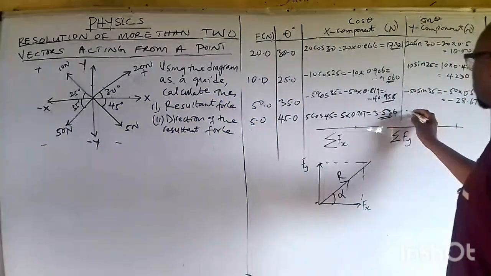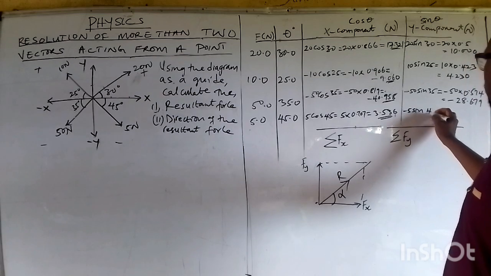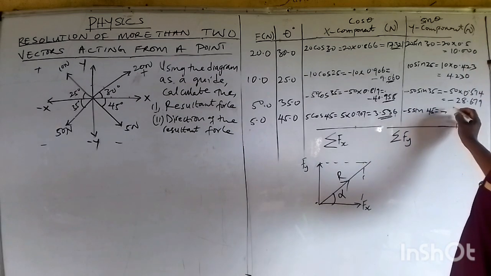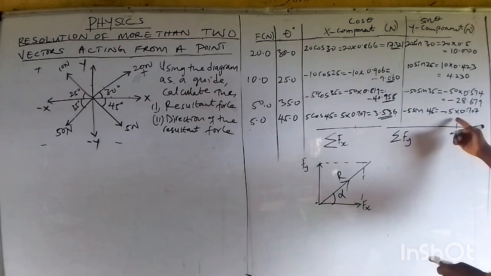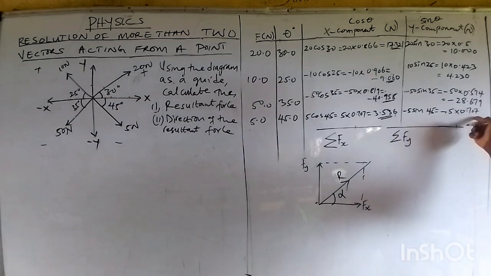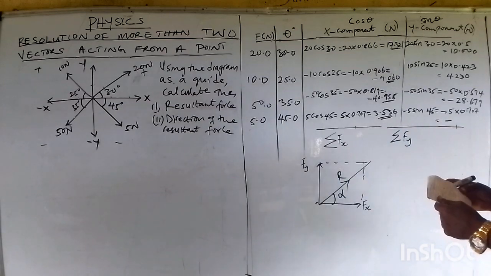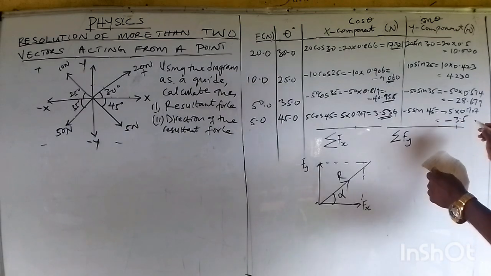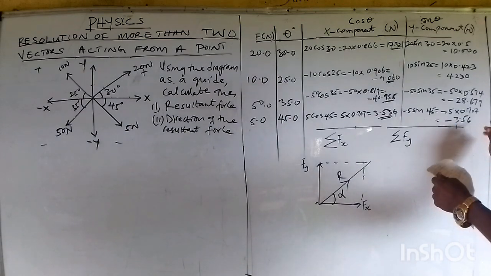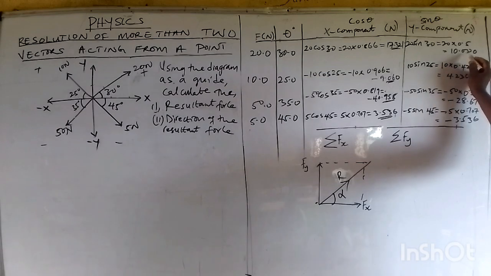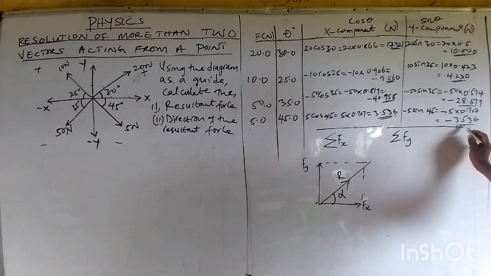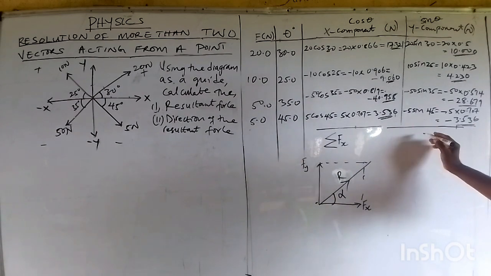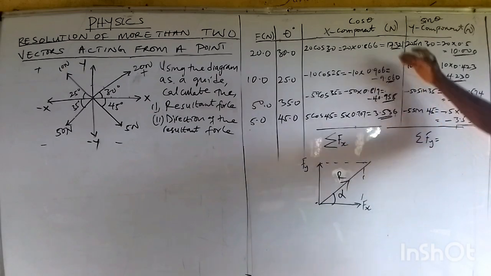Okay, the last one, remember this negative sign. So minus 5 sine 45. You bring out your minus here: minus 5 times sine 45, and sine 45 is 0.707 by the four-figure table. So minus 5 times this will give us minus 3.536. Now we add up this and this, and it will give us the summation of all the forces along the y. So let us start from here.